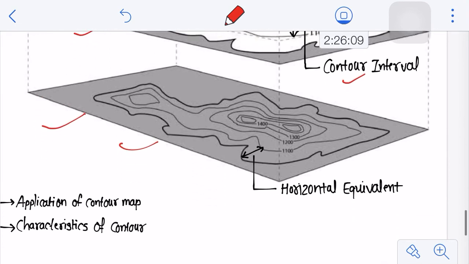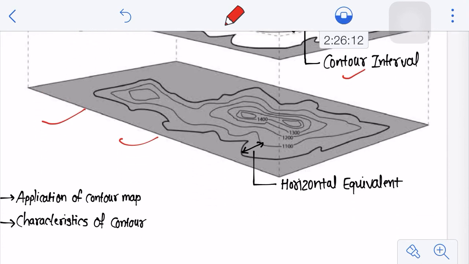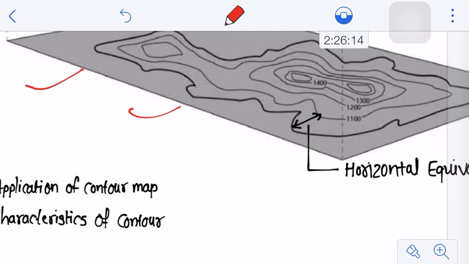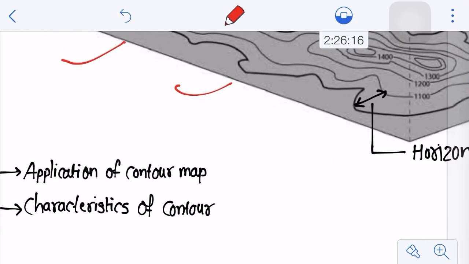And now I'm also going to touch upon these two points: the applications of the contour map and some important characteristics of the contour map, right? Contour maps are very, very important in your engineering field, because they provide valuable information about the topography of the area, whether it is a flat area, an undulating area, a mountainous area, or a valley. So the nature of the ground surface of an area can be understood by studying the contour map.